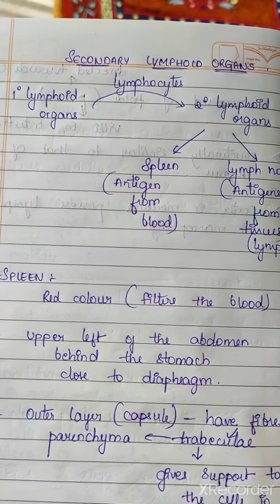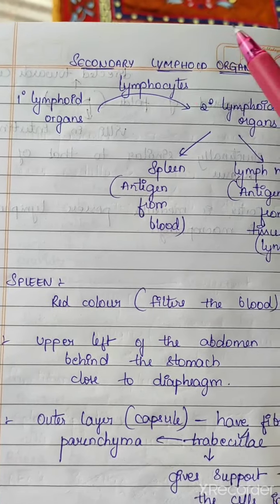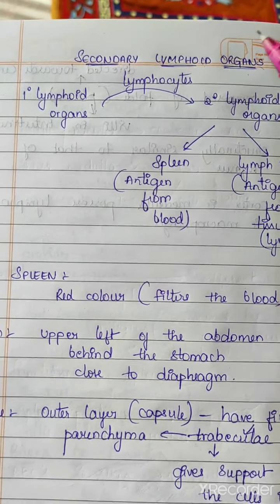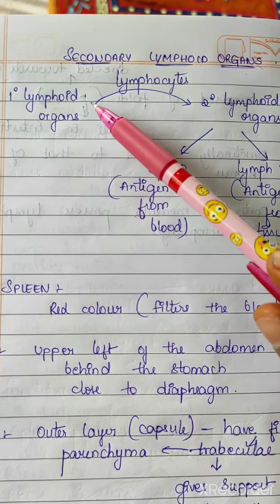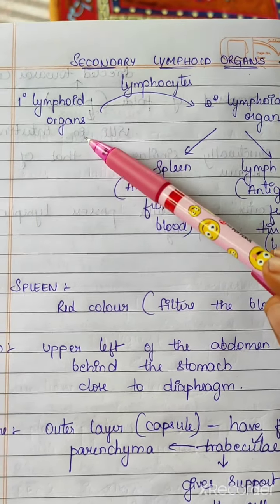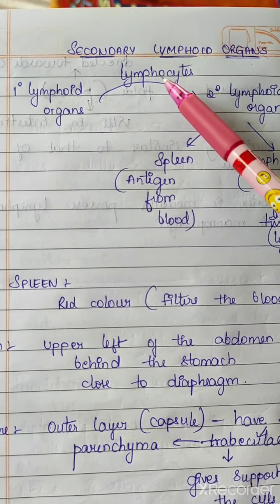Good morning, dear students. Today's topic is secondary lymphoid organs. In the last class, we discussed primary lymphoid organs, where lymphocytes, B lymphocytes and T lymphocytes, were synthesized.